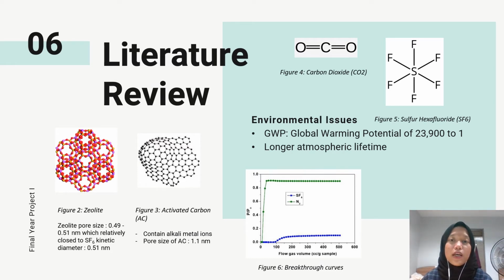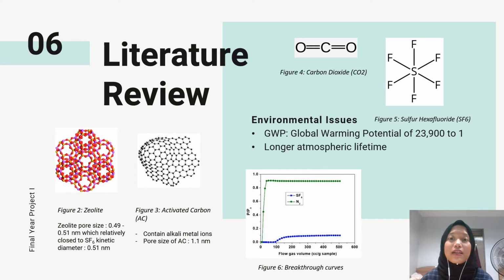Alright, for carbon dioxide and also SF6, both of them are actually greenhouse gases, and due to the increasing number of anthropogenic activities, they contribute to global warming and also climate change. The global warming potential of SF6 is around 23,900 to 1, which is the impact or potential of SF6 compared to carbon dioxide as the standard, which is 1.